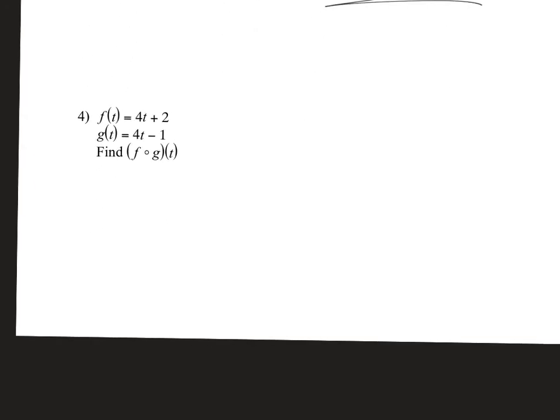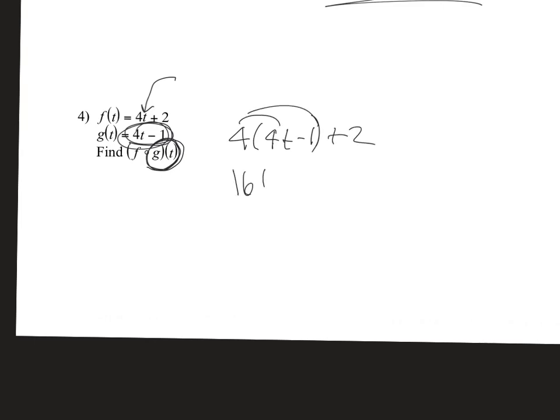Okay, so I have one more example for you. It's saying take the g function, the entire thing, and put it into the f function. So I'm going to have 4 times 4t minus 1 plus 2. So then I distribute: 16t minus 4 plus 2. These two are like terms, I can put those together, and I get 16t minus 2.